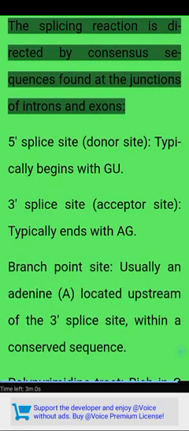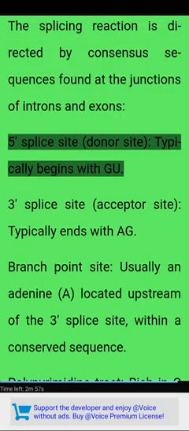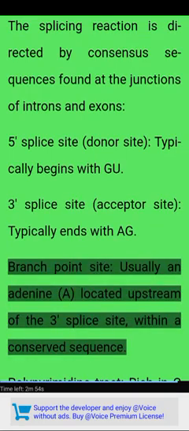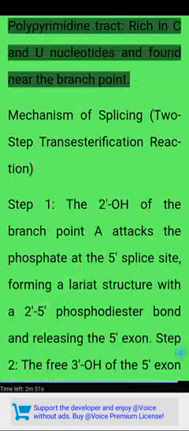The splicing reaction is directed by consensus sequences found at the junctions of introns and exons. The 5' splice site, the donor site, typically begins with GU. The 3' splice site, the acceptor site, typically ends with AG. The branch point site is usually an adenine, A, located upstream of the 3' splice site within a conserved sequence. The polypyrimidine tract, rich in C and U nucleotides, is found near the branch point.